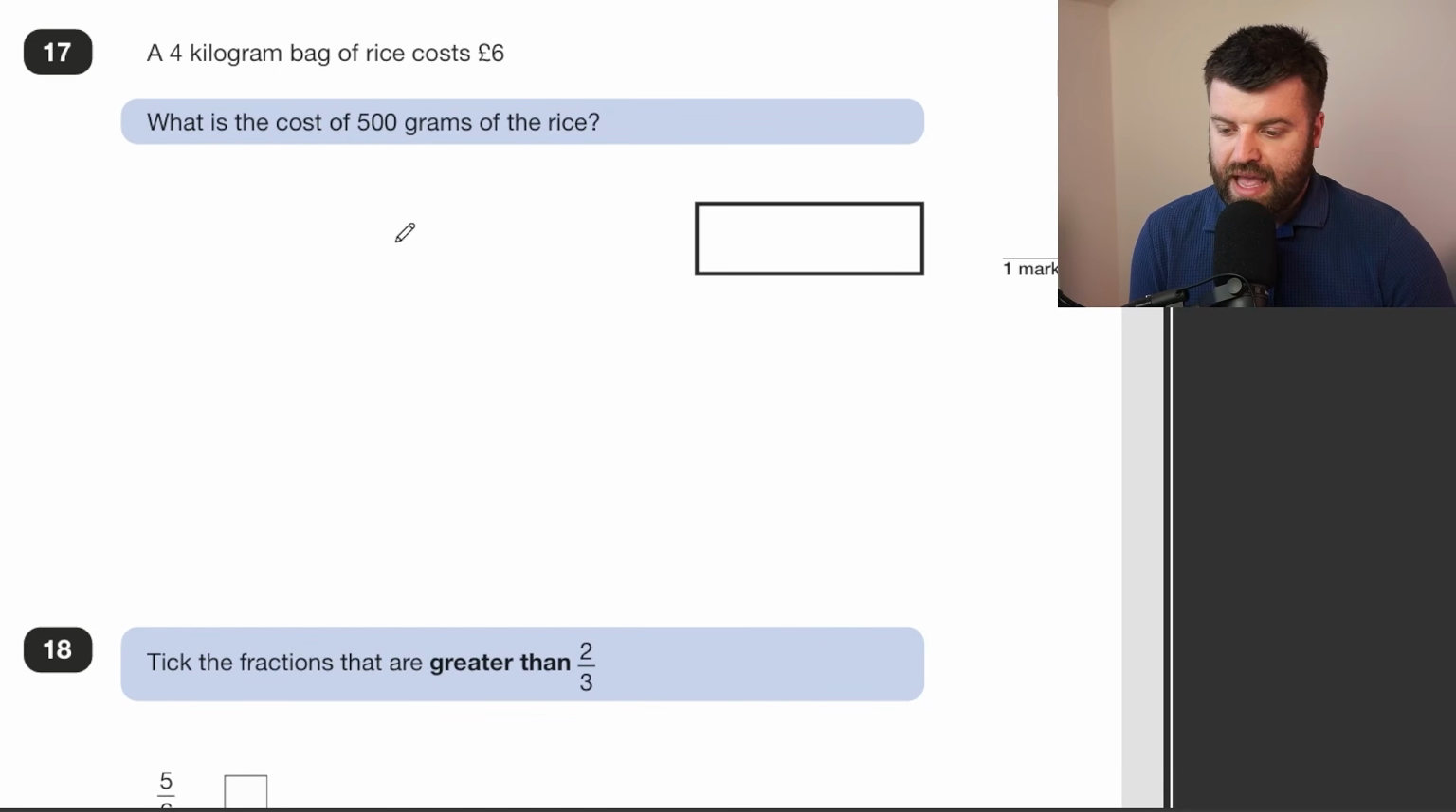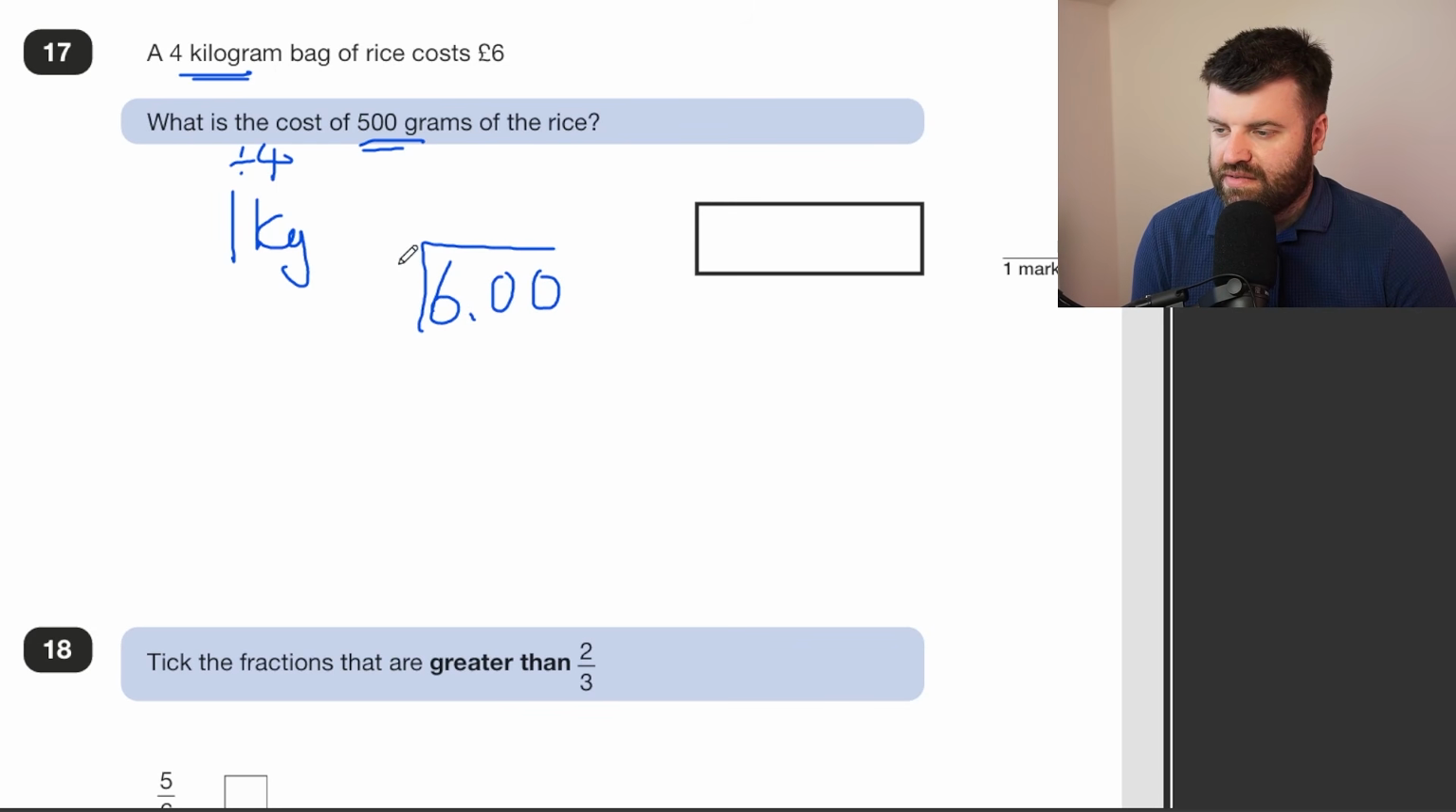Question 17. A 4 kilogram bag of rice costs £6. What is the cost of 500 grams of the rice? Well, let's work out the cost of 1 kilogram. To get there, we have to divide it by 4, because it's 4 kilograms. So let's take £6, which we can write like this, 6.00, divide it by 4. 4s into 6 go once with 2 left over, decimal goes up. 4s into 20 go 5 times, and then there's just a 0 at the end. So 1 kilogram is £1.50.